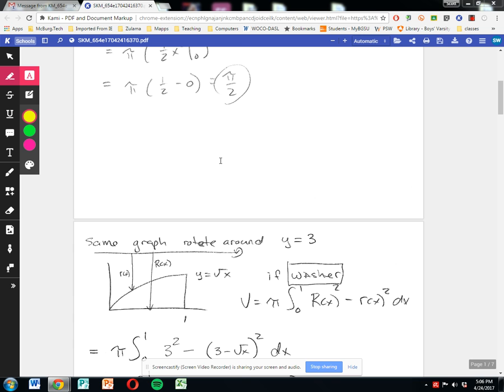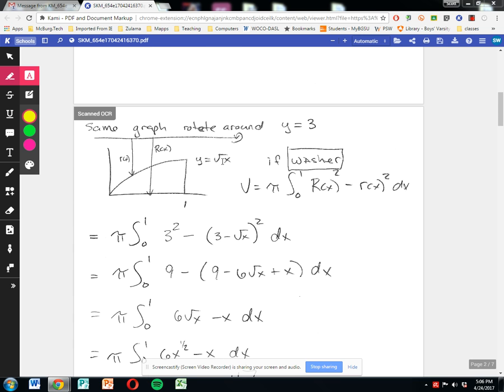Okay, let's go to something a little different. Let's take the same graph, but let's rotate this around the line y equals 3. So this is what we call washer method. So instead of a solid circle, it'll be a circle with a hole punched in the middle of it. So it's going to have two radius functions.